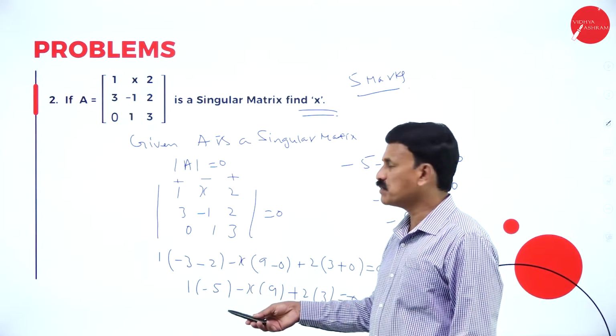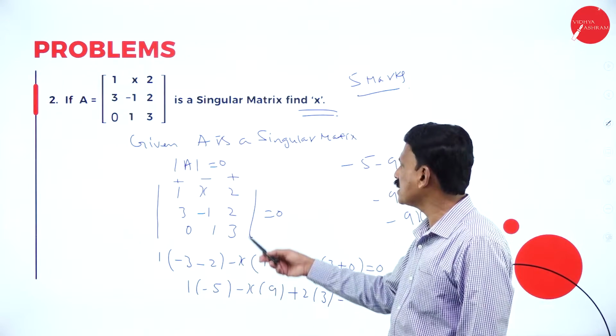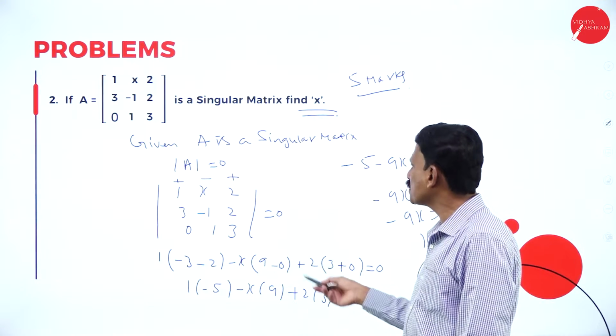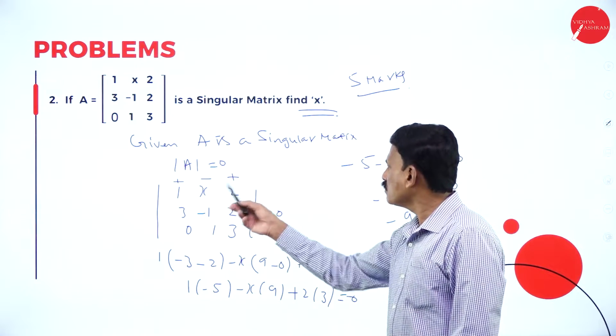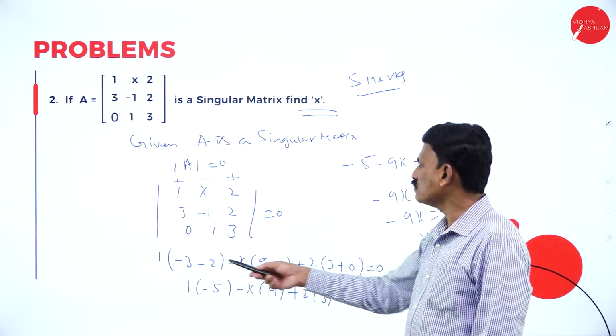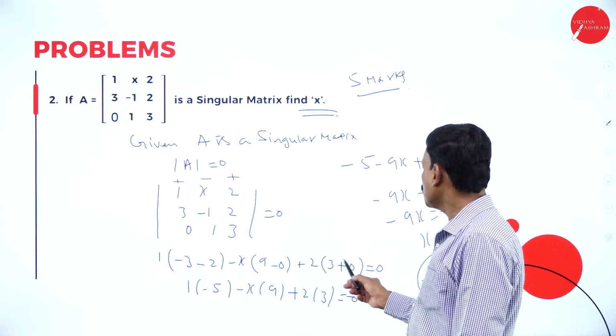So, expand with respect to first row. 1, this is gone. 1 into minus 3 is minus 3. Minus 2 minus x into this row and column is deleted. 3 3s are 9 minus 0 plus 2 into this row and column is gone. 3 into 1 is 3. Minus into plus minus. 1 into 0 is 0. Minus 3 minus 2 is minus 5. Minus x into 9 minus 0 is 9. 3 plus 0 is 3.